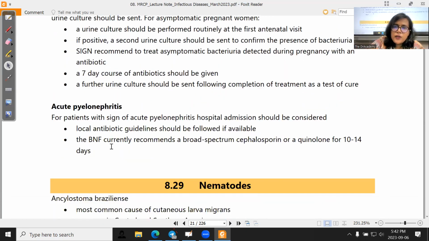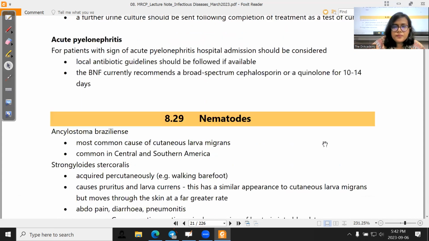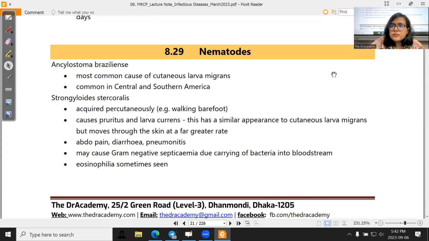Acute pyelonephritis treatment is broad spectrum cephalosporin or quinolone. But before that, never go for this broad spectrum antibiotic in the initial stage. Go for either amoxicillin, nitrofurantoin, trimethoprim, all this medication. Any antifungal ointment, there is basically fluconazole, itraconazole, these types of antifungal can be given. But it's best not to go for any steroid containing preparation.